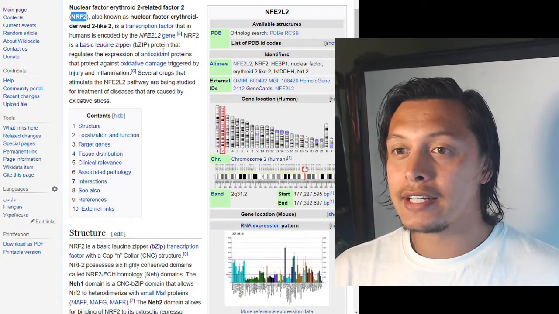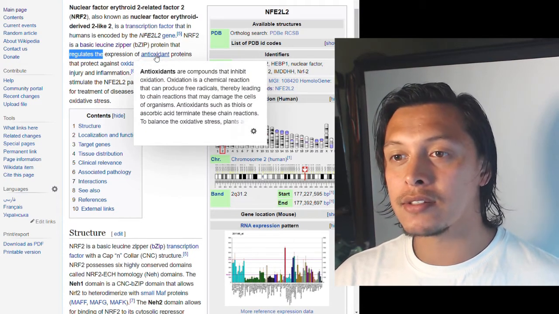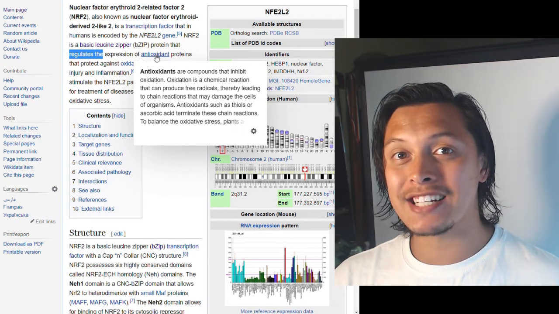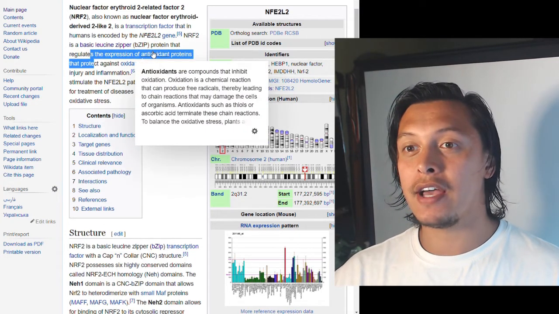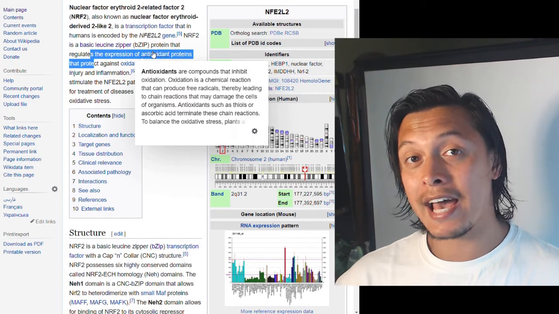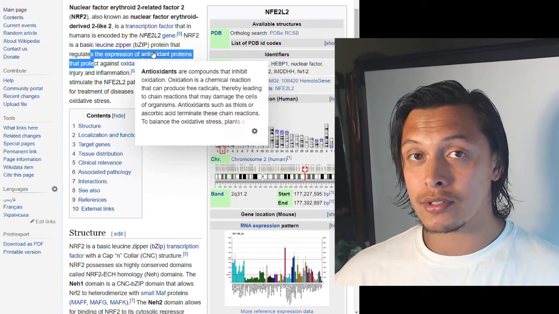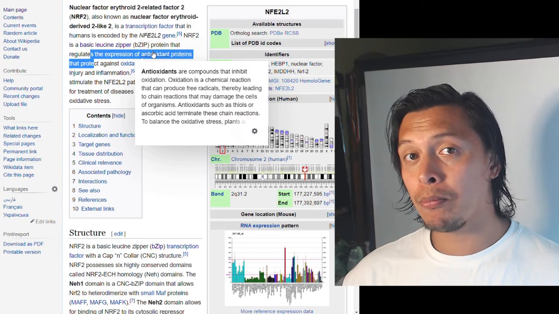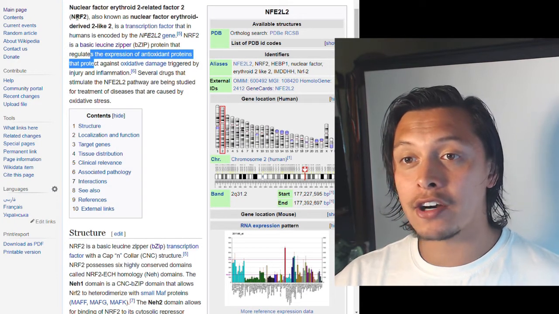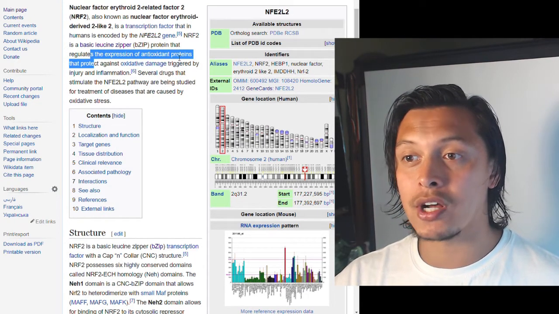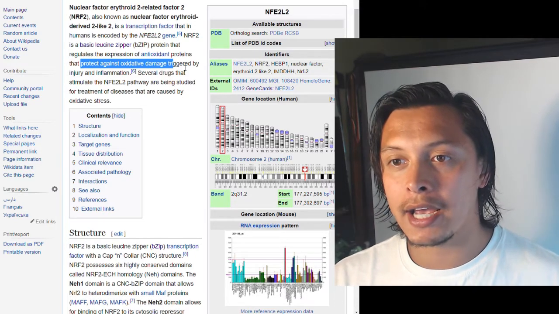Okay. Specifically, this is a transcription factor that regulates the expression of antioxidant proteins. So you have proteins that have antioxidant capabilities associated with them. For instance, I don't know if NRF2 explicitly will upregulate this, but there is catalase and there's superoxide dismutase. Those are two different antioxidant enzymes that your body produces to help control, or at least help remove, harmful free radicals and harmful oxidants out of the system. So NRF2 is one of the proteins that regulates the expression of these antioxidant proteins, and it does so explicitly to protect against oxidative damage that is triggered by injury and inflammation.